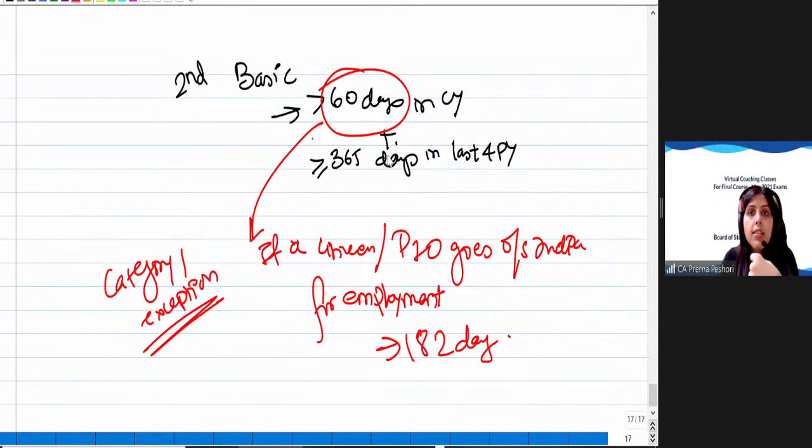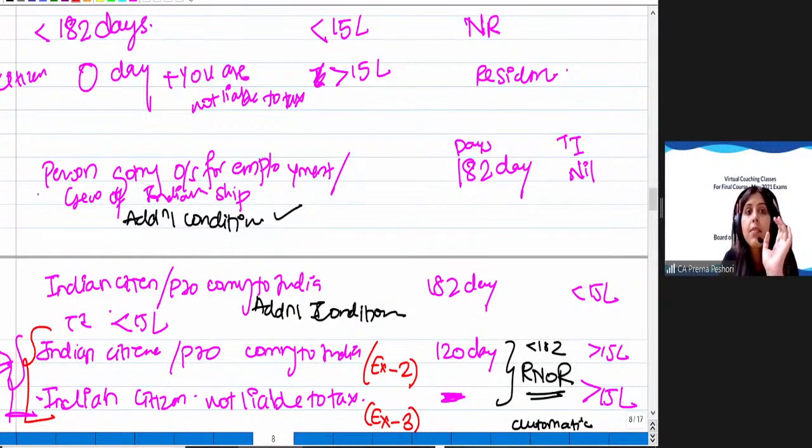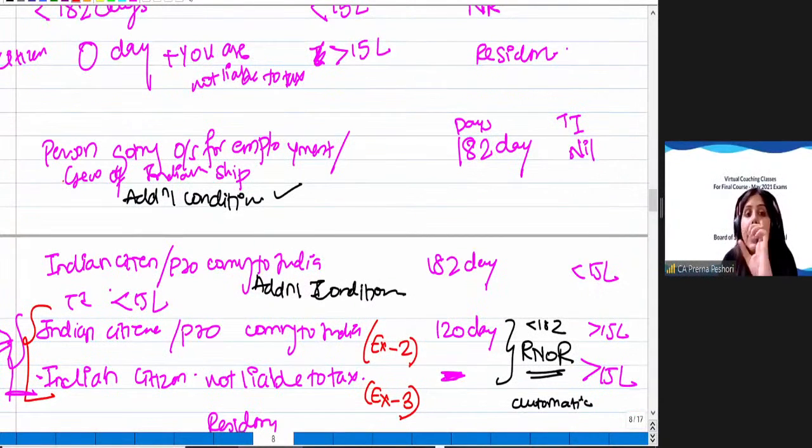So see, this is the chart which I explained to you initially. A person going outside as a member of the crew of an Indian ship, 182-day criteria. Replace 60-day with 182-day. You do not need to see the total income. For an Indian citizen or person of Indian origin coming to India having total income less than 15 lakh, you need to see the 182-day criteria. So when an incoming person is there, you have to check the income limit. When a person is going outside India, you don't need to check the income limit.